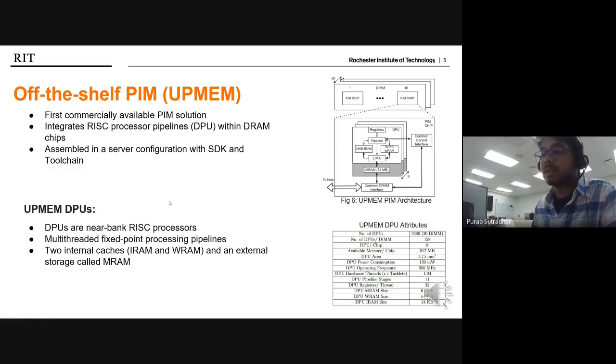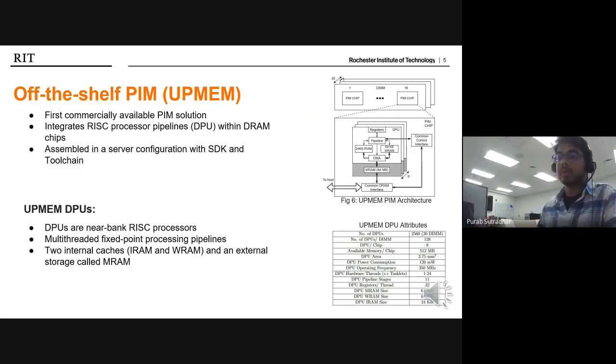And that brings us to the UPMEM PIM. To the best of our knowledge, this is the first memory-centric computing solution that has been made commercially available for use. It features DRAM chips infused with DPUs that are trademarked RISC processors, that is reduced instruction set processors. Each DPU has an instruction cache called IRAM and a data cache called WRAM, and the whole setup is interfaced to the MRAM, which is essentially a DRAM bank. Each DRAM chip contains 8 DPUs, leaving 512 megabytes of onboard memory per chip.